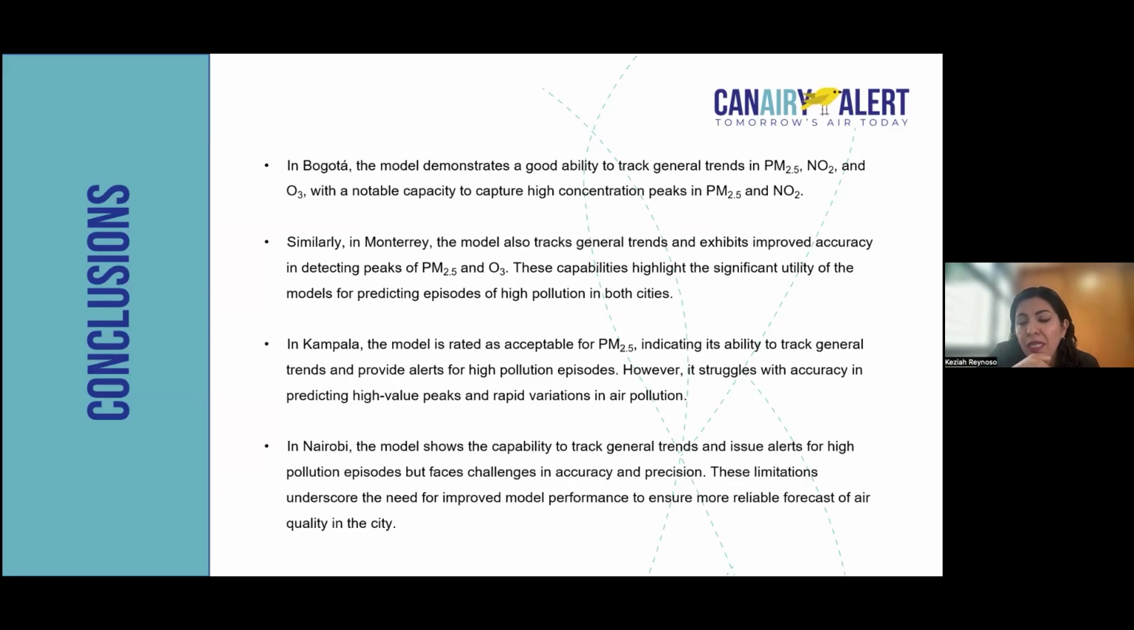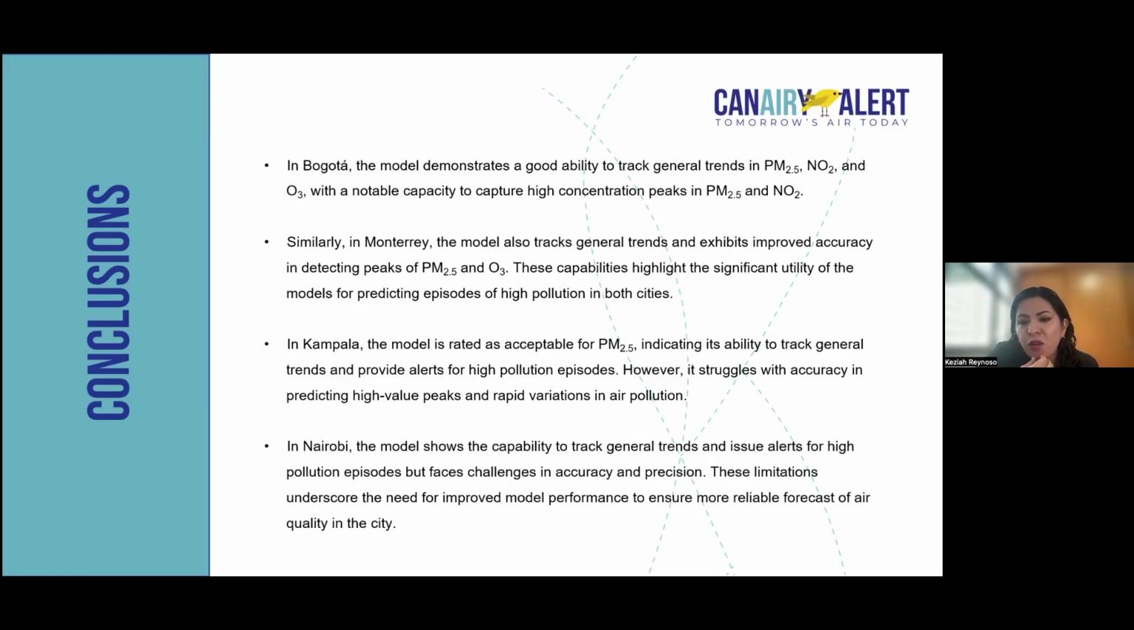Now, similarly, in Monterrey, the model also tracks general trends and it exhibits improved accuracy for detecting peaks of PM 2.5 and ozone. This shows the capacity of the models to predict high pollution in both cities.